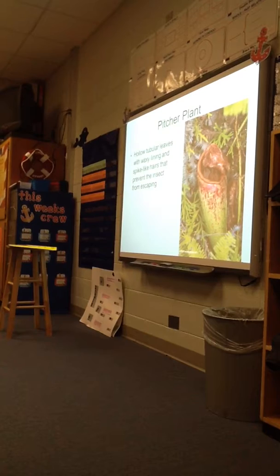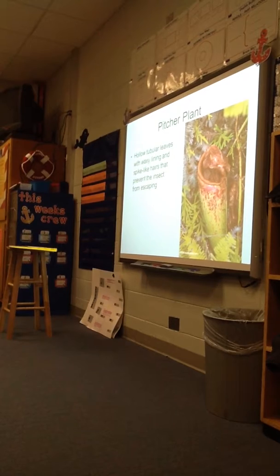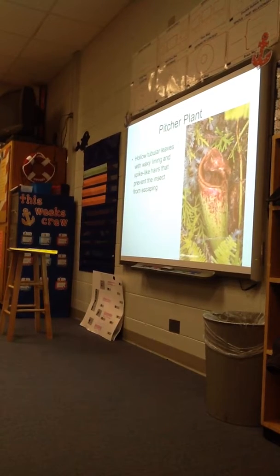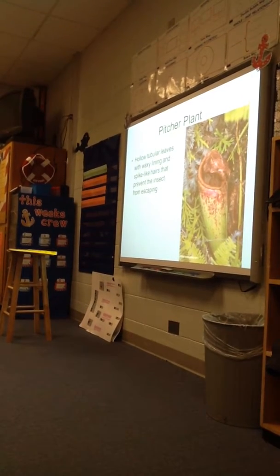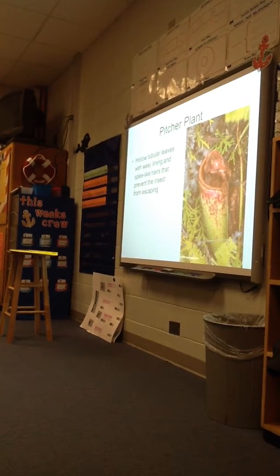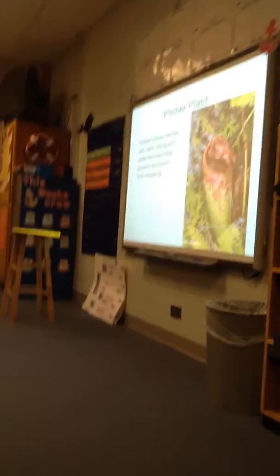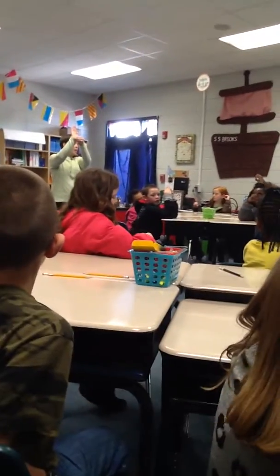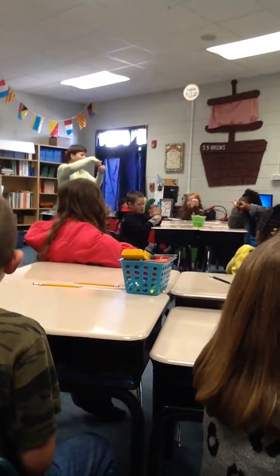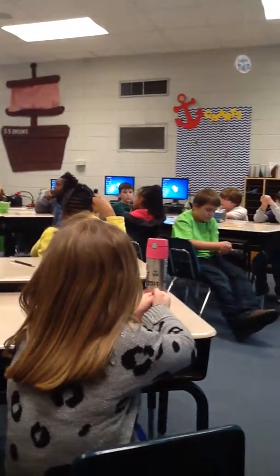Another plant native to the Okefenokee Swamp is the pitcher plant. Sometimes we call it the hooded pitcher plant. It has hollow, tubular leaves with waxy lining and spike-like hairs that prevent the insect from escaping. So it's got like a trap door. Take your hand and make it in an oval and put your other hand over it, and one, two, three, trap that bug. That's what it does. Hollow means it's empty on the inside.